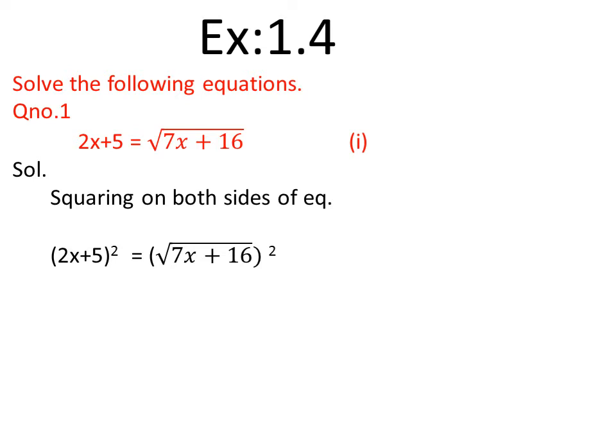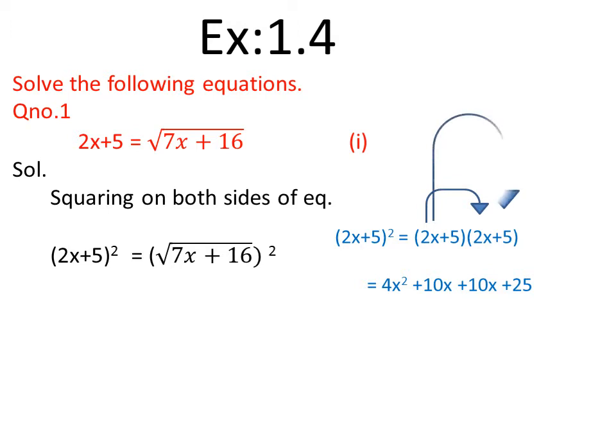And now before solving this equation we must know that 2x plus 5 whole square means that 2x plus 5 is multiplied with the 2x plus 5. For multiplication, first of all, the first term is multiplied with the first term and then the first term is multiplied with the second term. Similarly, the second term is multiplied with the first term and then the second term is multiplied with the second term.